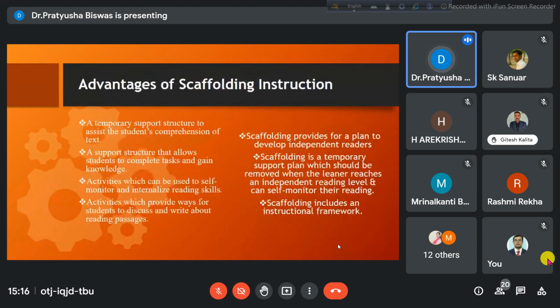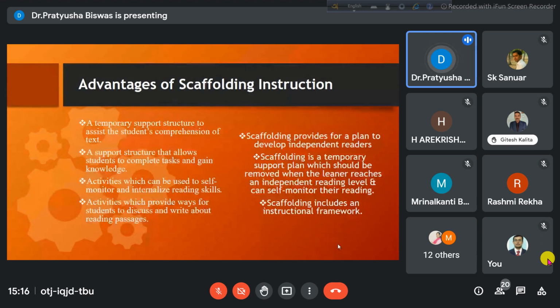The advantages of scaffolding instruction. Any strategy, any instructional design that we talk about has certain advantages as well as certain disadvantages. Before we discuss the disadvantages of scaffolding instruction, let us discuss the advantages of scaffolding instruction.